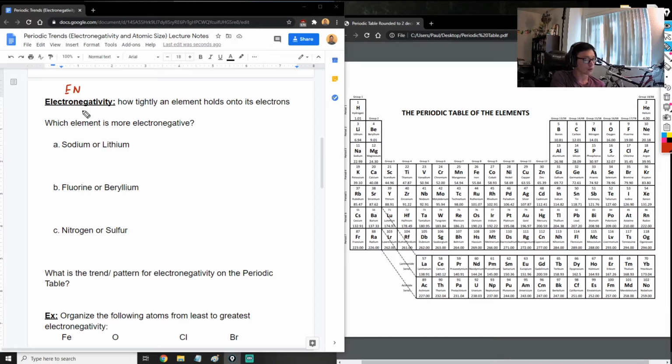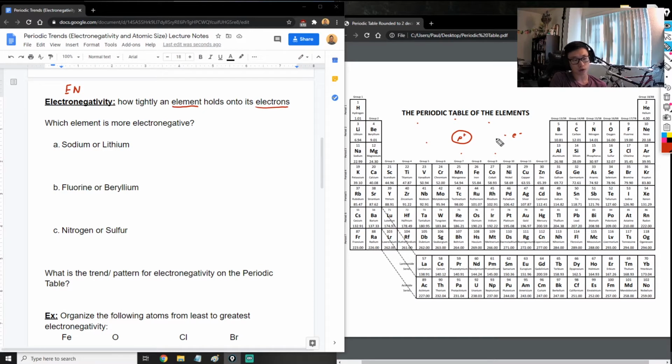It sounds like a super fancy word, but it's very easy to understand. It's basically how tightly does an element hold on to the electron. So how tightly does it hold the electron? So we know from our understanding of atoms that inside the middle of the atom is where the protons are, right? So all the protons are in the middle. Okay, and we know that around the protons, the electrons fly around, right? Okay, and we know that protons are positive, electrons are negative.